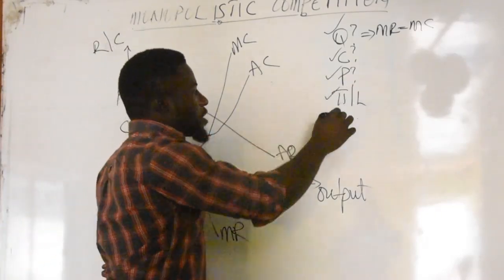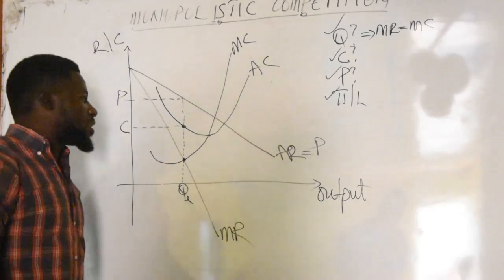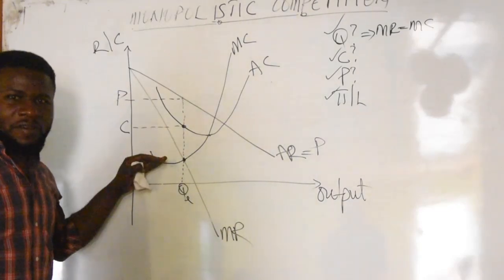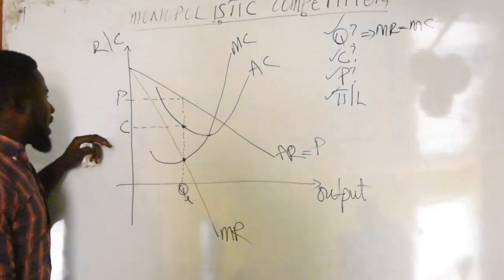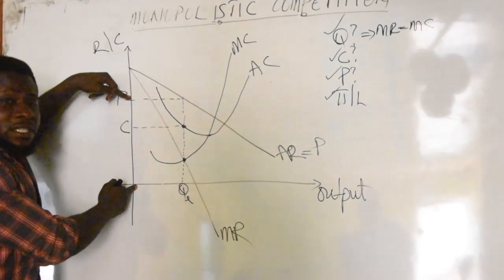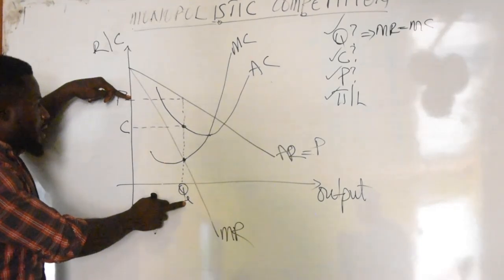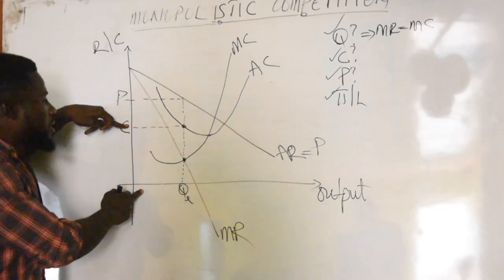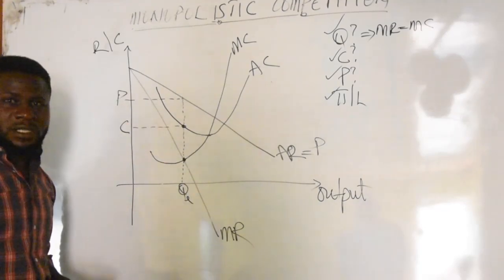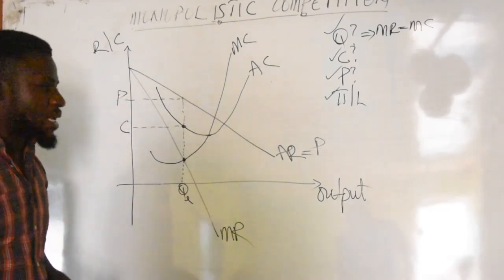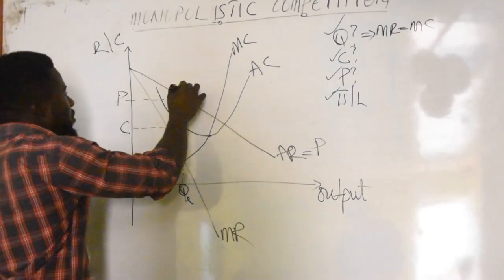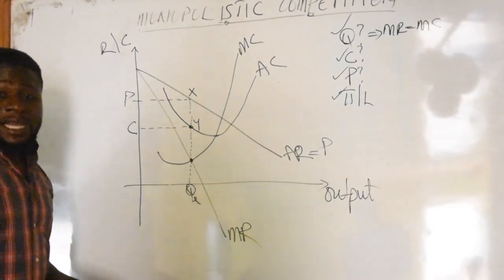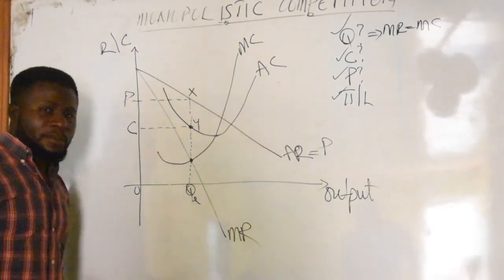Are we making profit, loss, or break even? This will be determined based on the difference between cost and revenue, or cost and price. We can see here that the price this firm is charging for this output is greater than the cost at which this output was produced, which shows that the firm is making abnormal profit because its revenue is greater than cost. So let us put X and Y so that we can better describe what is happening on the diagram.